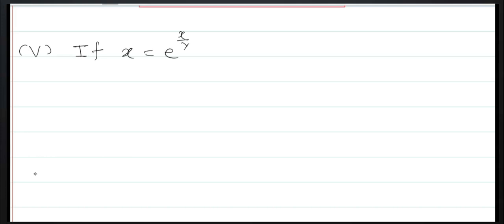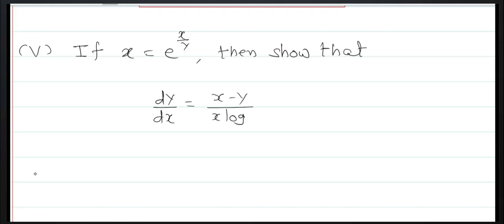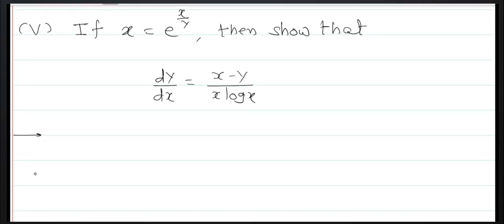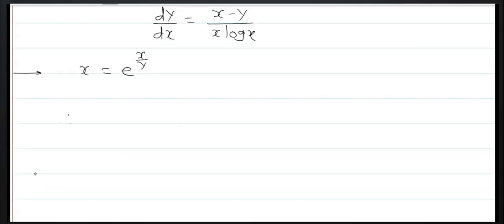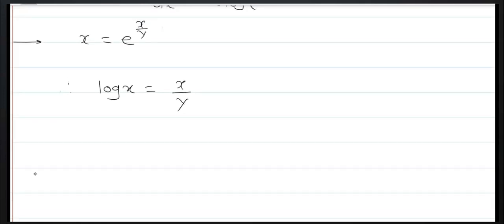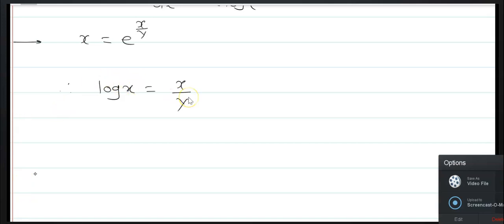If x is equal to e raised to x upon y, then show that dy by dx is equal to y minus x upon x log x. Now take log on both sides. Log of x is equal to log of e raised to x upon y, but base and this e both are the same. Therefore it becomes x upon y, or this exponential can be converted into the log form. That is, log of x is equal to x upon y.